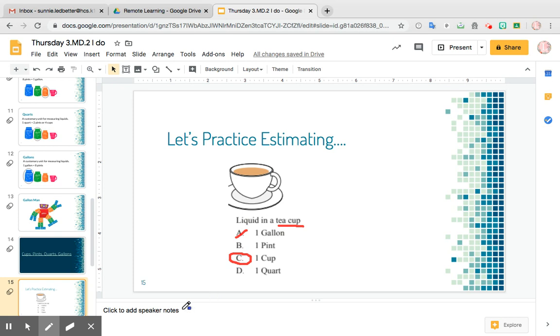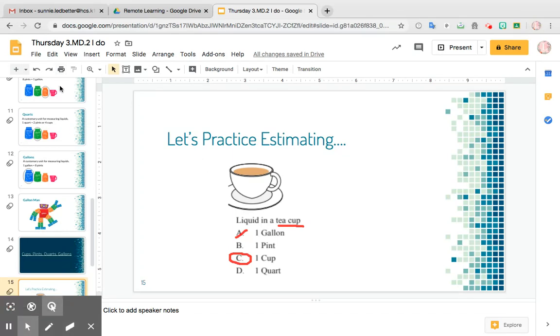1 cup. Okay, 1 quart is a lot. 1 quart is worth 4 cups. Well, that can't fit 4 cups. And just a pint is 2 cups. And that's still too much. This is small. So C would be my answer.